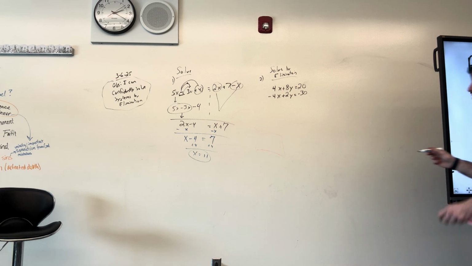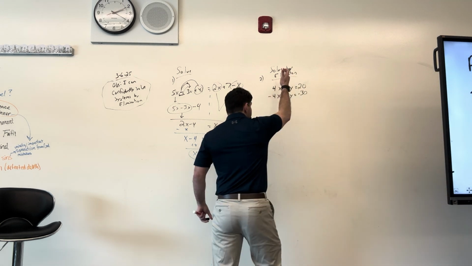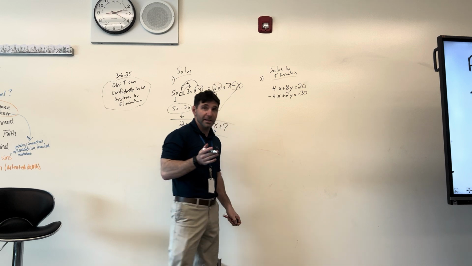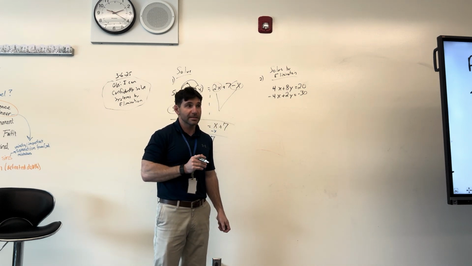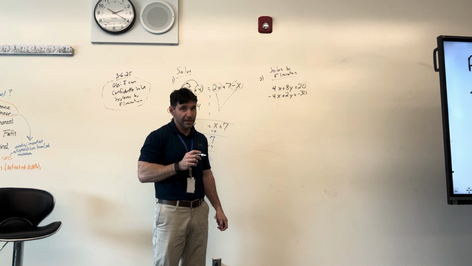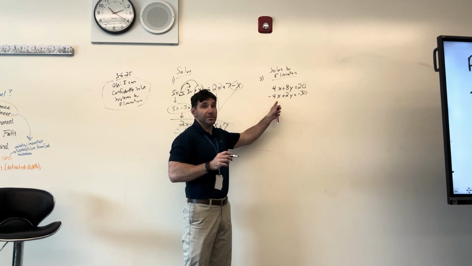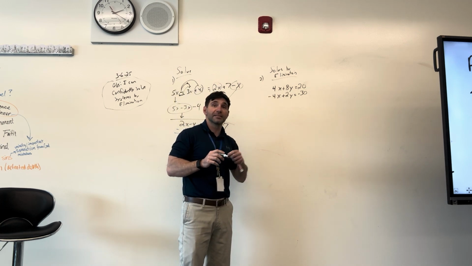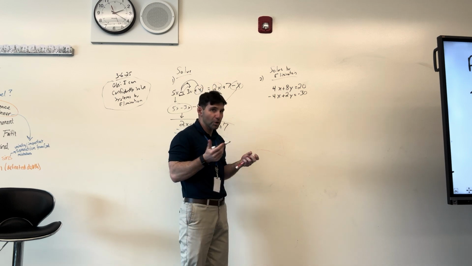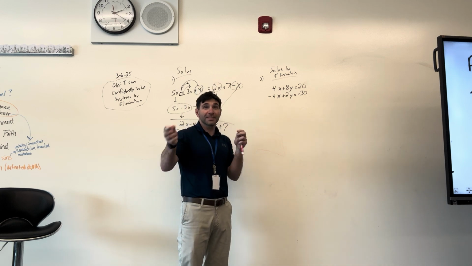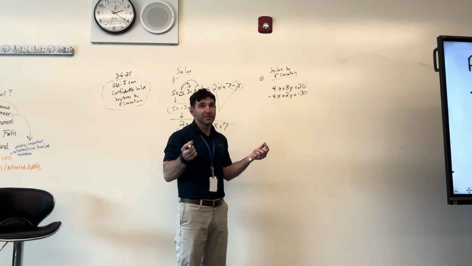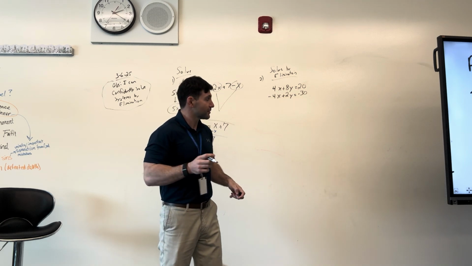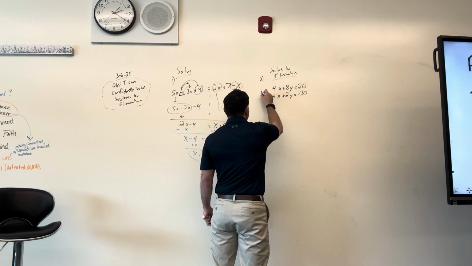So for this, first off, you look: are the x's lined up, the y's, the equals, the numbers? Yes, they are. Do we have a variable that has the same coefficient? Yes, the 4's. Are those signs the same or different? They're different. When they are different, we add.